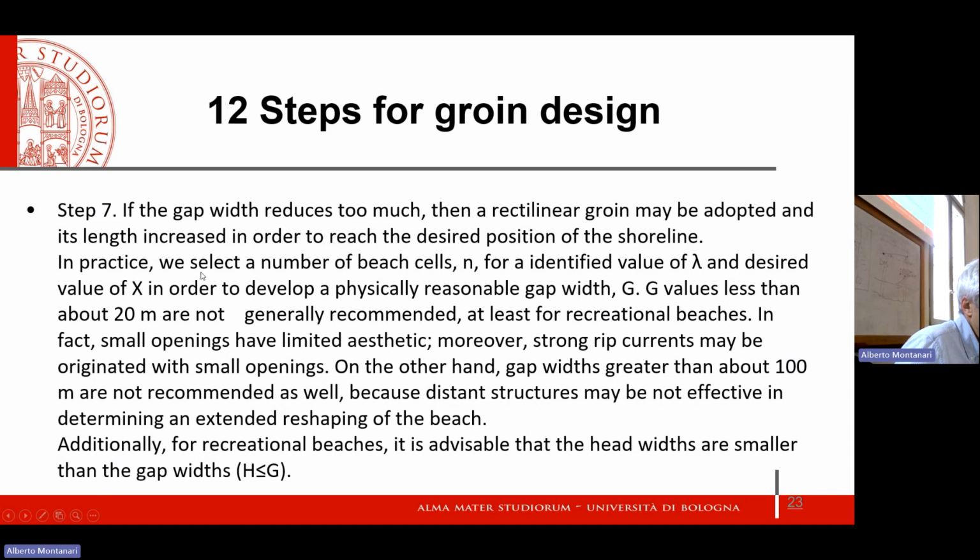Now, so what is the moral of the story? Also, you have to consider this recommendation of 20 meters and 100 meters. So the recommendation is that in practice, we select a number of beach cells, N, for an identified value of lambda and desired value of X in order to keep the gap within a reasonable range. So let's say I want the gap of about 40 meters, much larger than 20 and lower than 100. And let's find then the combination, the number of cells that is appropriate to keep the gap within this range, okay, like from 30 to 50 meters.